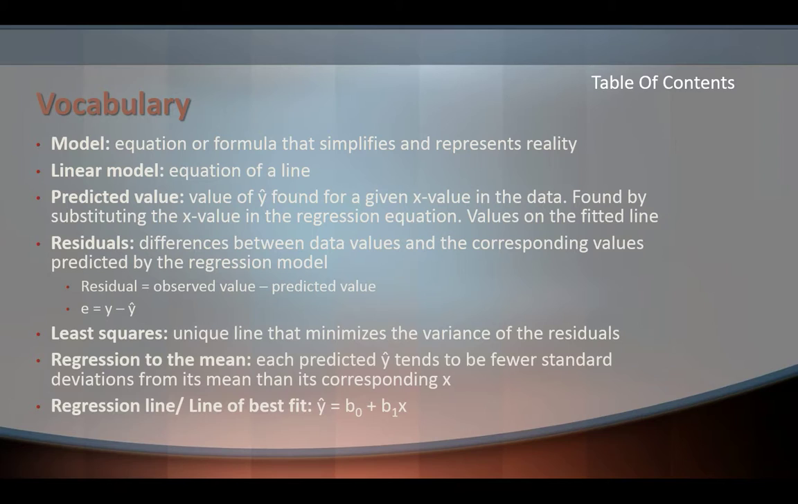Regression to the mean. Each predicted y hat tends to be fewer standard deviations from its mean than its corresponding x. And a regression line, or line of best fit, is y hat equals b0 plus b1x. So these are the different things that you should be looking at and be able to do. And that is the end of it. So basically, being able to do all this will help you get through the chapter.